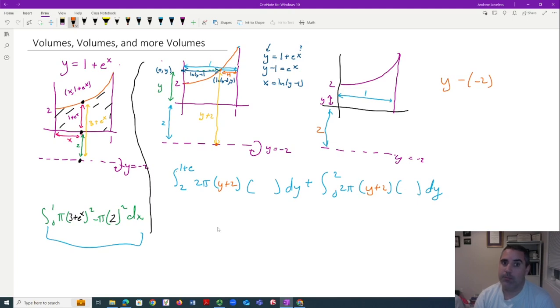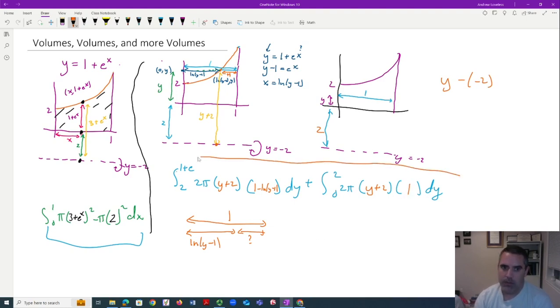So we have one last bit of reasoning. We have this 1. We have this log of y minus 1, and we want to know what this is. And that's why I like to work with positives, because once you've labeled it, it's fairly clear what the answer is. It's 1 minus log of y minus 1. That's that length. That's the height of that. Whereas this one goes all the way across, so this is just 1. So this together should be the same as that.